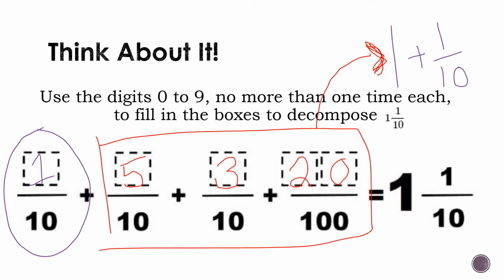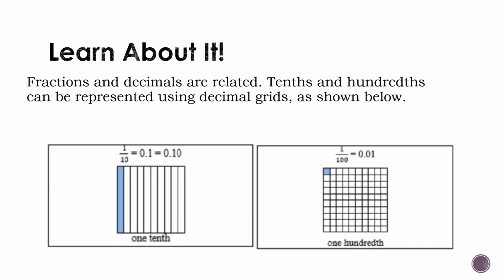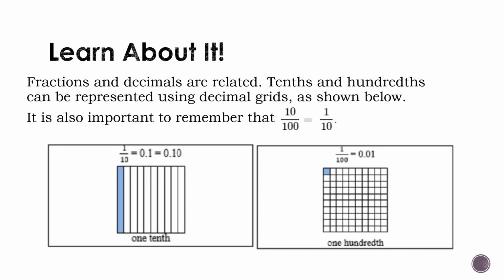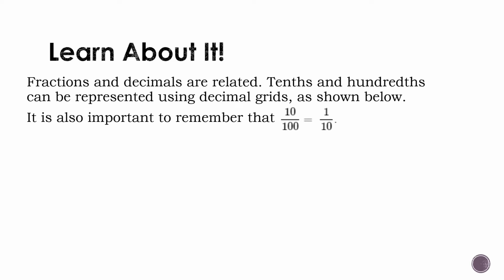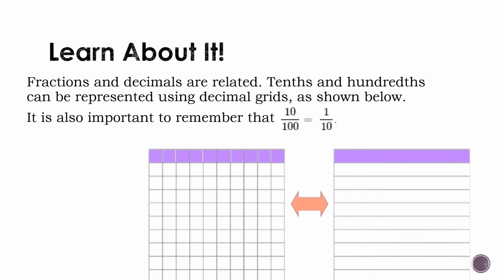Let's go ahead and dive in deeper. Fractions and decimals are related. Tenths and hundredths can be represented using decimal grids as shown below. It's also important to remember that 10 1/100ths is equal to 1/10.